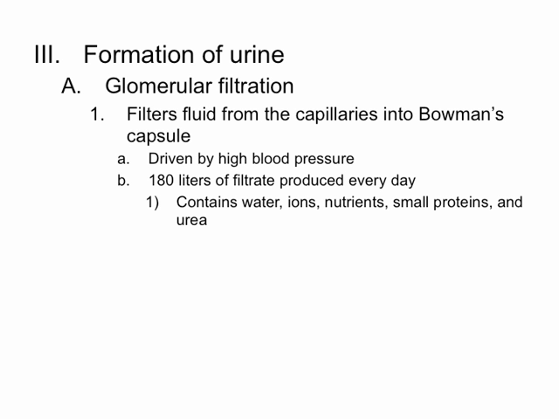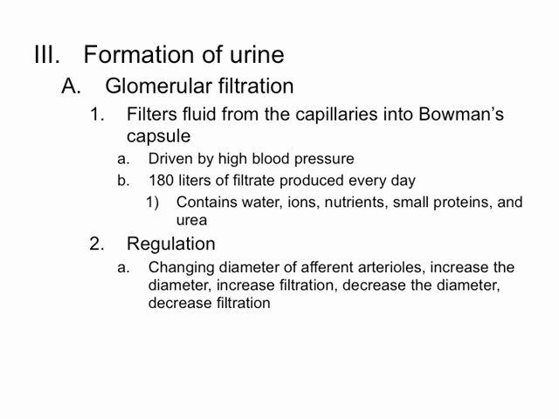The filtrate is going to contain water, of course. It's going to contain different ions, nutrients, proteins, and urea. It is regulated. We can change the diameter of the afferent arteriole. Remember, the afferent arteriole is the blood vessel bringing blood into the glomerulus. If you increase the diameter of the afferent arteriole, you're going to increase the amount of blood that makes its way into the glomerulus, therefore increasing filtration. If you decrease the diameter of the afferent arteriole, you're going to decrease the amount of blood that gets into the glomerulus, therefore decreasing filtration.